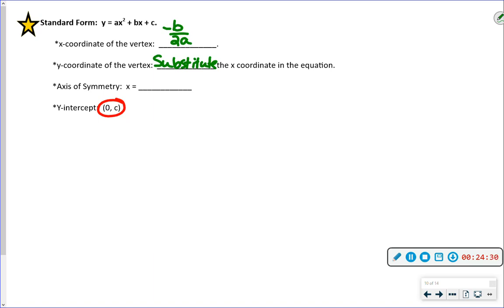Axis of symmetry goes through that x-coordinate, which is that opposite of b over 2a. So you don't get quite as much info off of it, but you will see some equations given in standard form. So that's our next thing. We're going to do a little standard form.